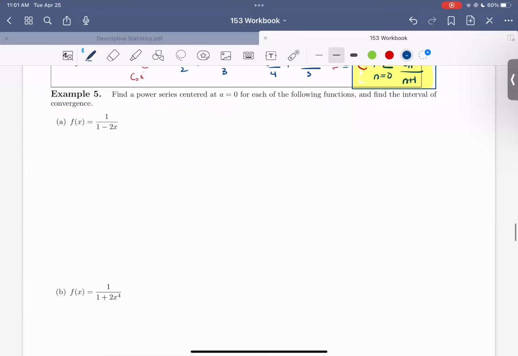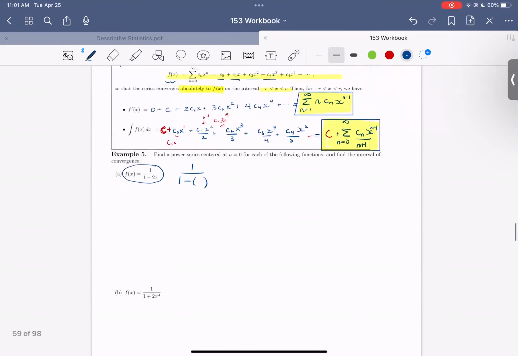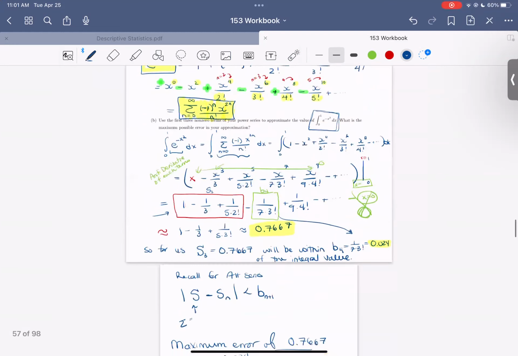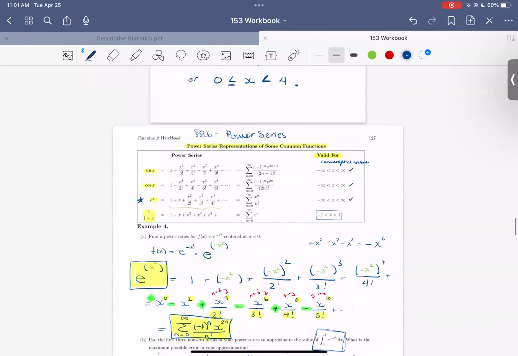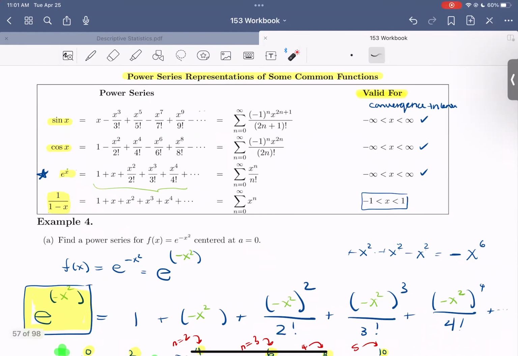So if we look at the function that we're given in part A, it has a form similar to 1 over 1 minus x, or 1 minus input. And why is that relevant? Well, we can look back at those power series that we have for some common functions and see that we have the general formula or layout for a power series of 1 over 1 minus x. So we can go ahead and use this power series for our work in example 5.